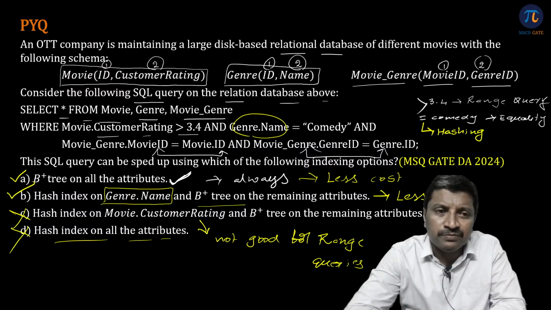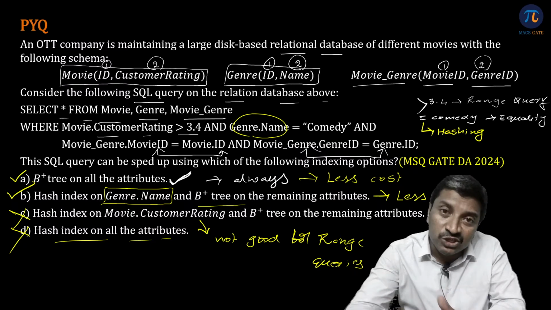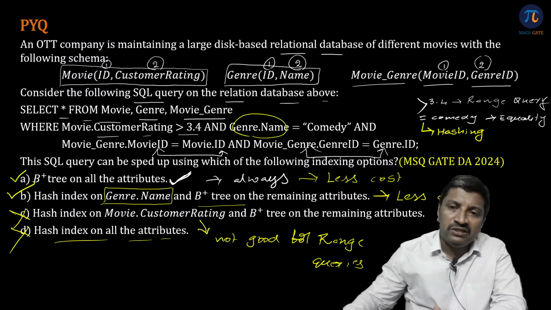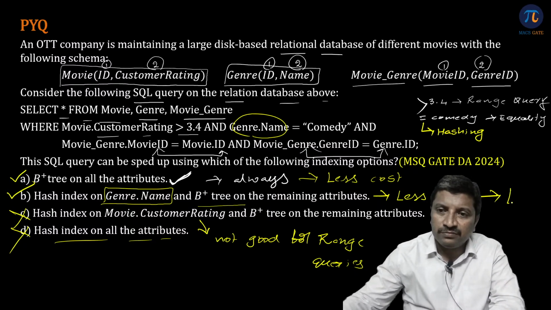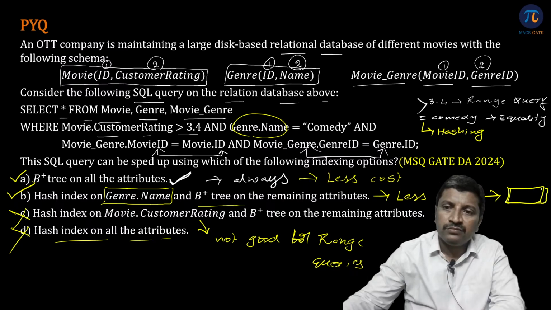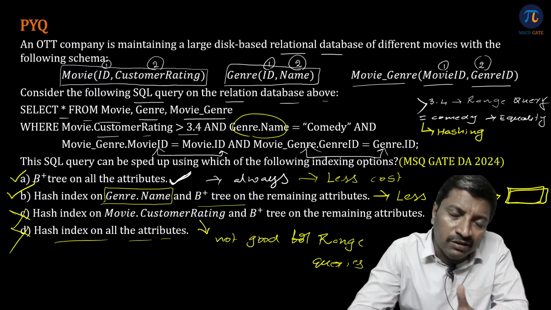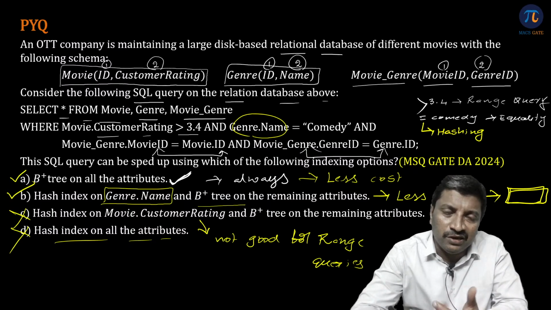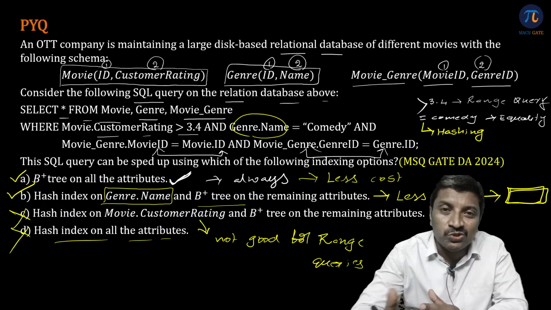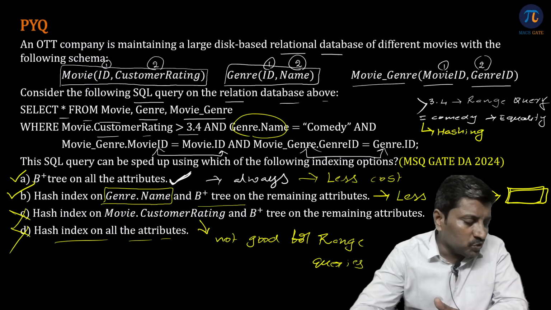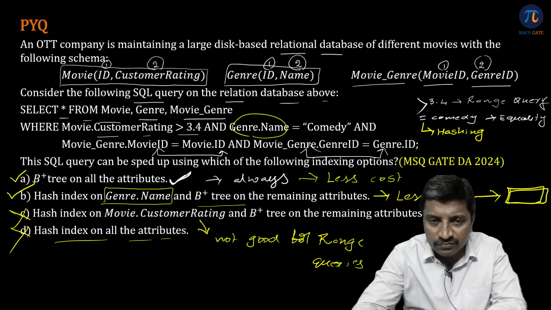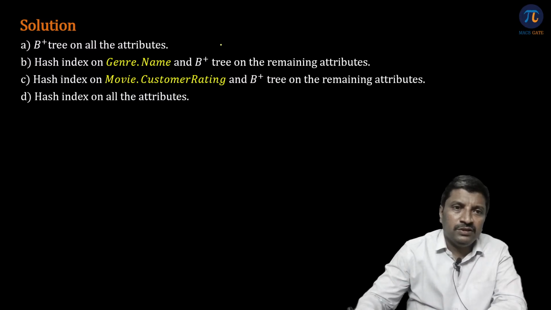Hope you understood it. If it is MCQ, then I will choose the second option, sir. Okay. Since it is MSQ, I can apply B plus tree on all indexes, whether it is a range query or anything. Anyway, B plus tree is more suitable for range queries, sir. So the answers are A comma B. Hope you understood this. So B plus tree on all attributes.